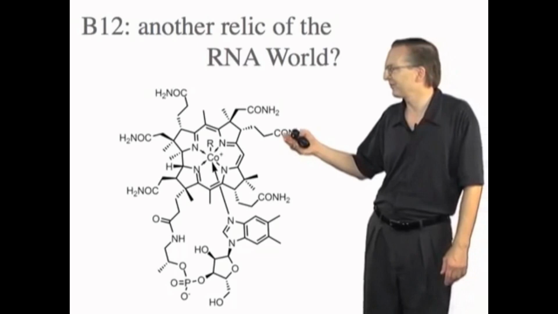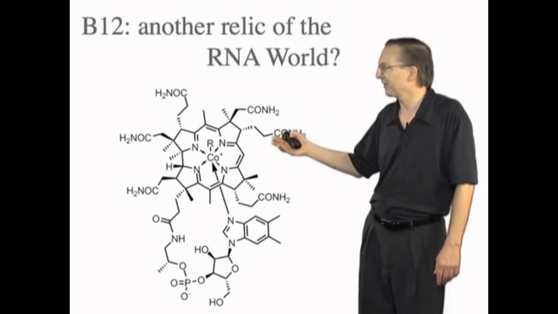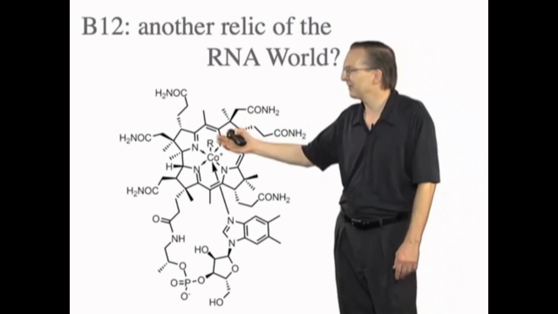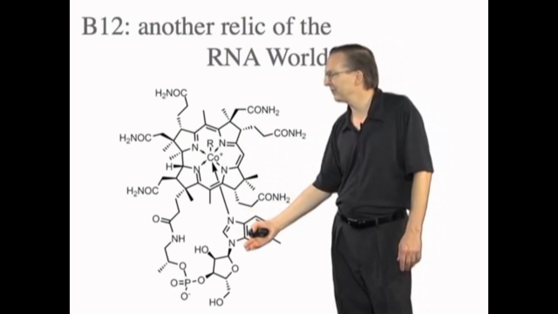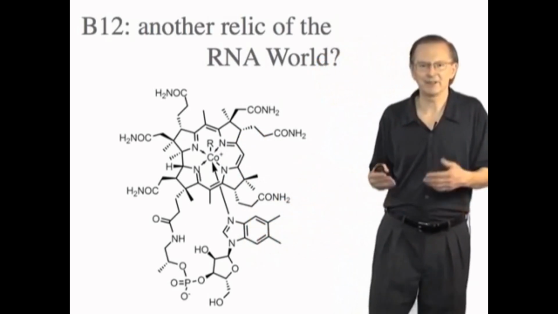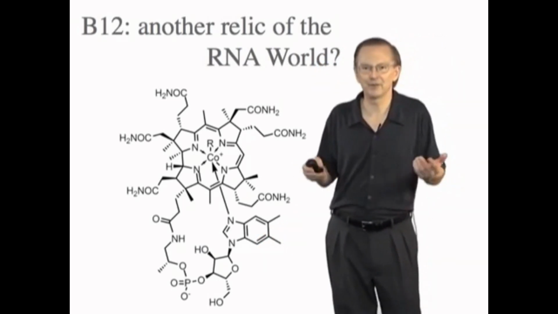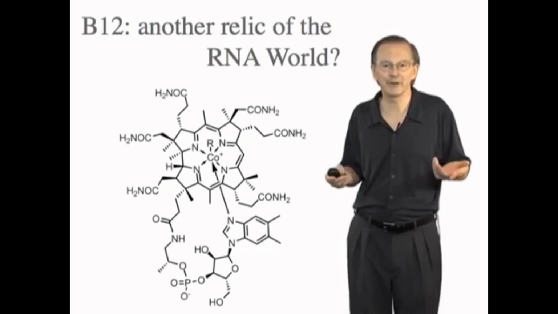Now, there are other examples. Here is vitamin B12, another very important catalyst. Its working part is this complex corrin ring. But down here, you see, again, a nucleotide. What's it doing there? It's probably another relic of the RNA world when all of this complicated biochemistry was being catalyzed by RNA enzymes.